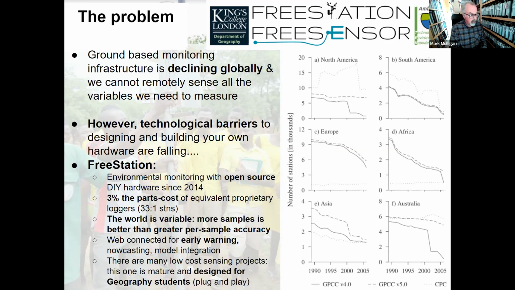FreeStation is an open source project that provides designs for low-cost environmental sensing for education and research. You can build things at around 3% of the parts cost of equivalent commercial loggers, which either means you can save a lot of money or means you can have many more data loggers, environmental monitoring stations, and thus do more with them. And since geography is important, the world is very variable, it's great in research as well as in teaching to be able to have more instrumentation.